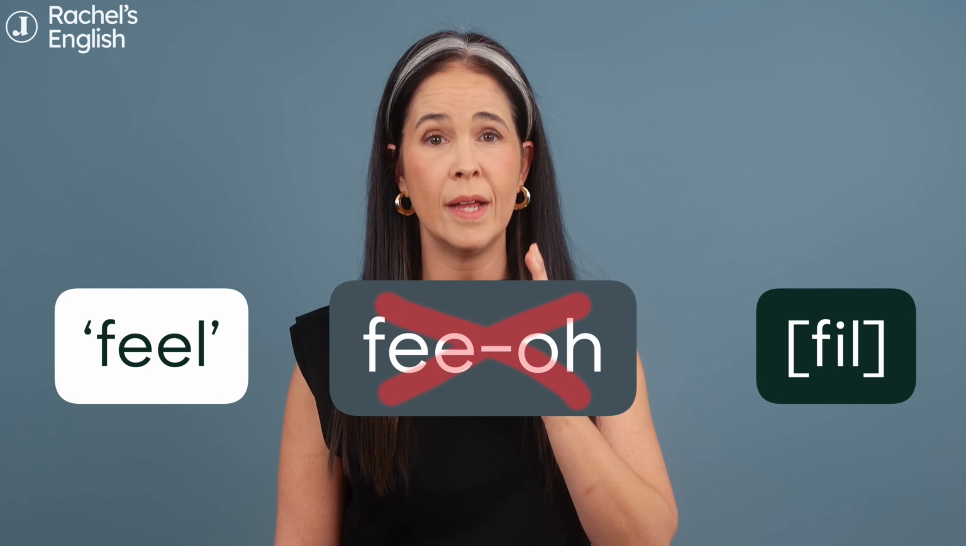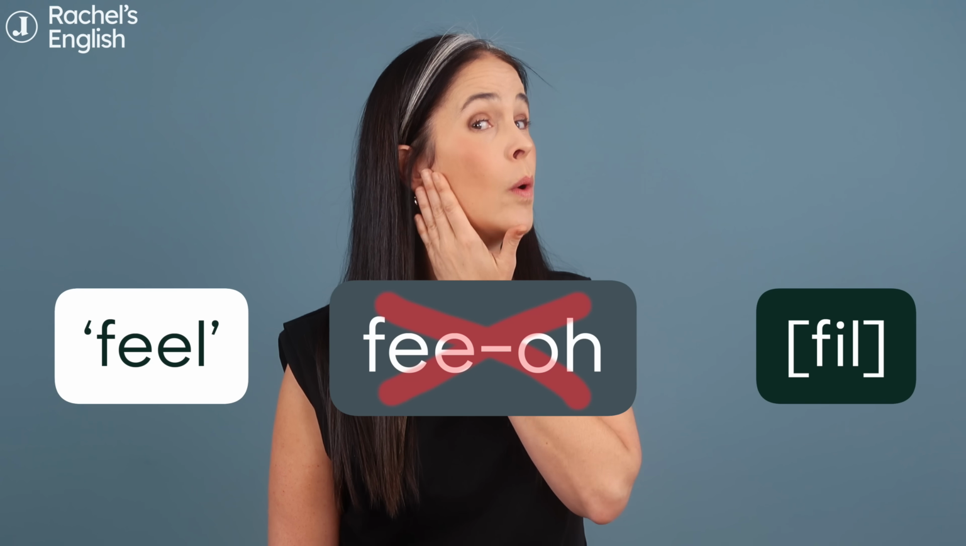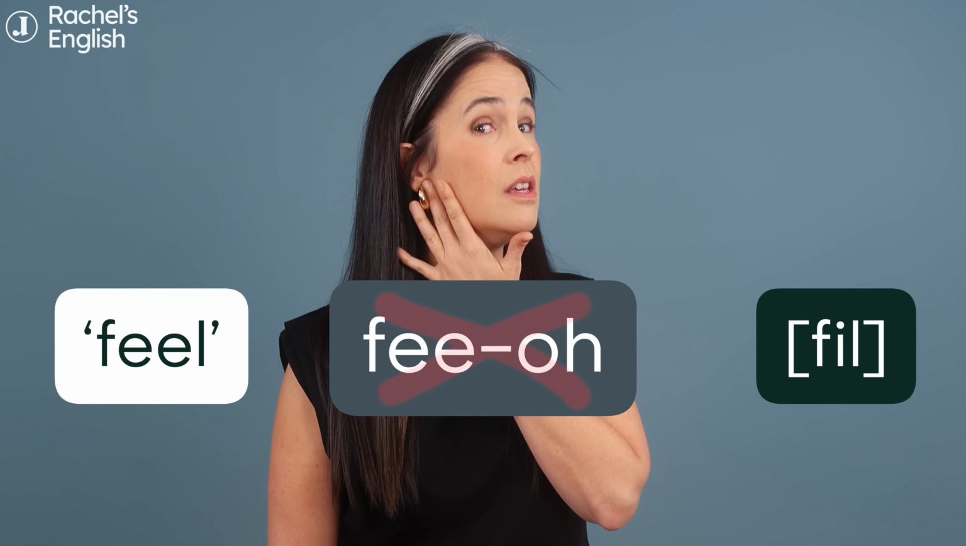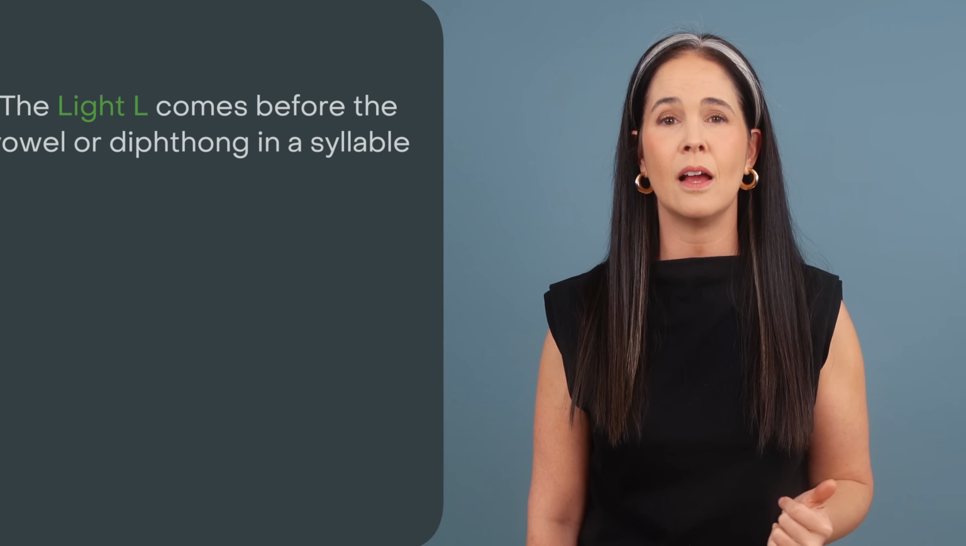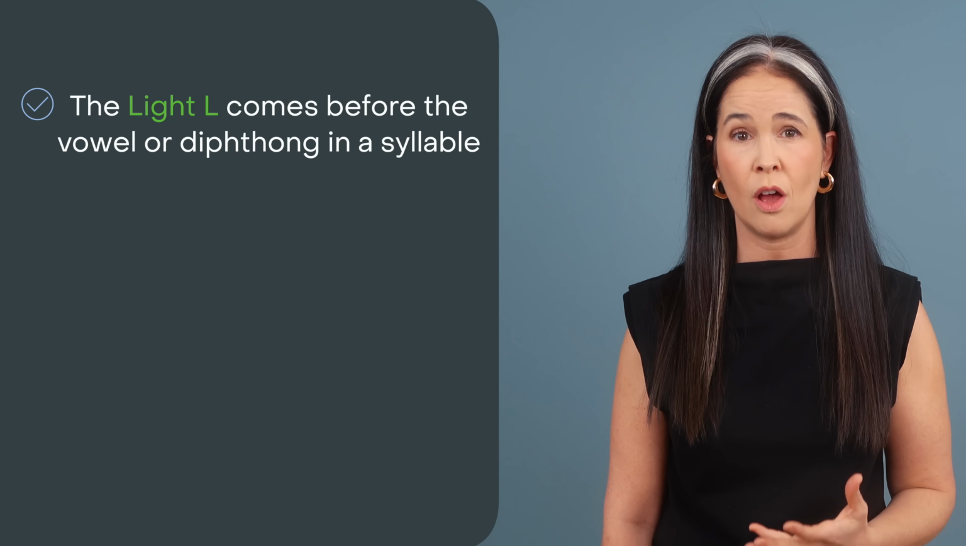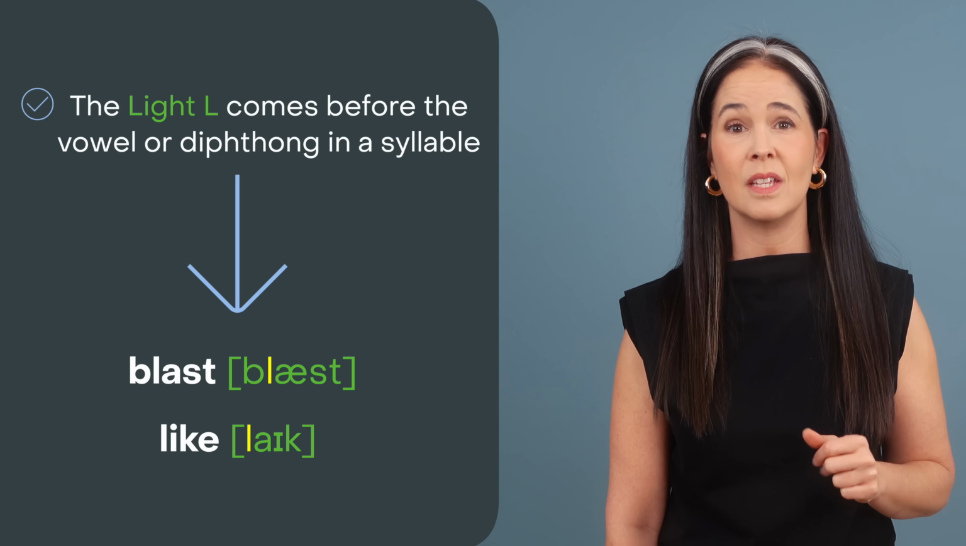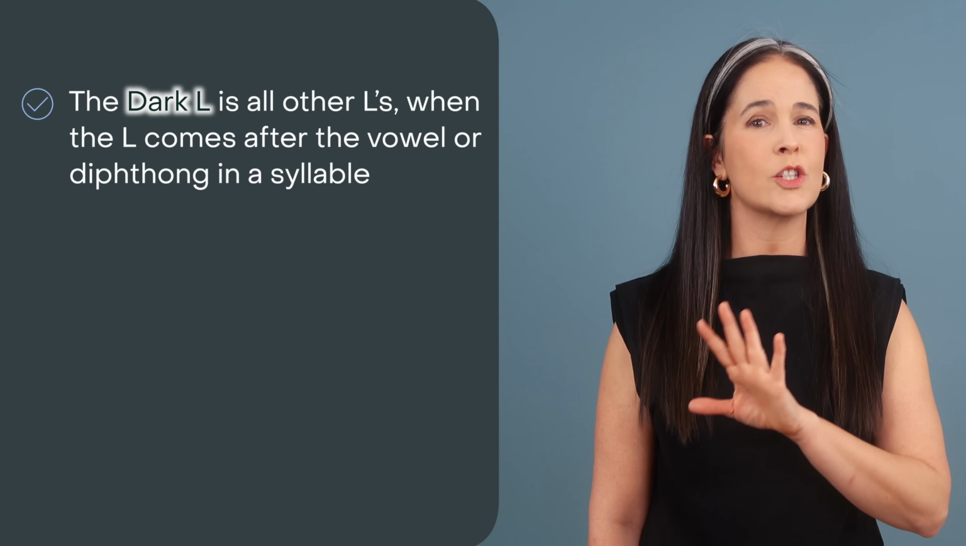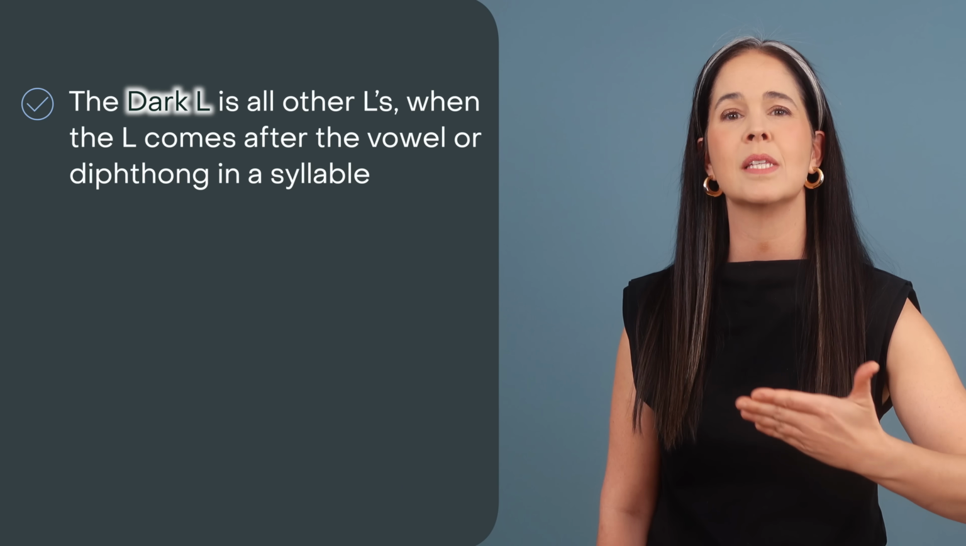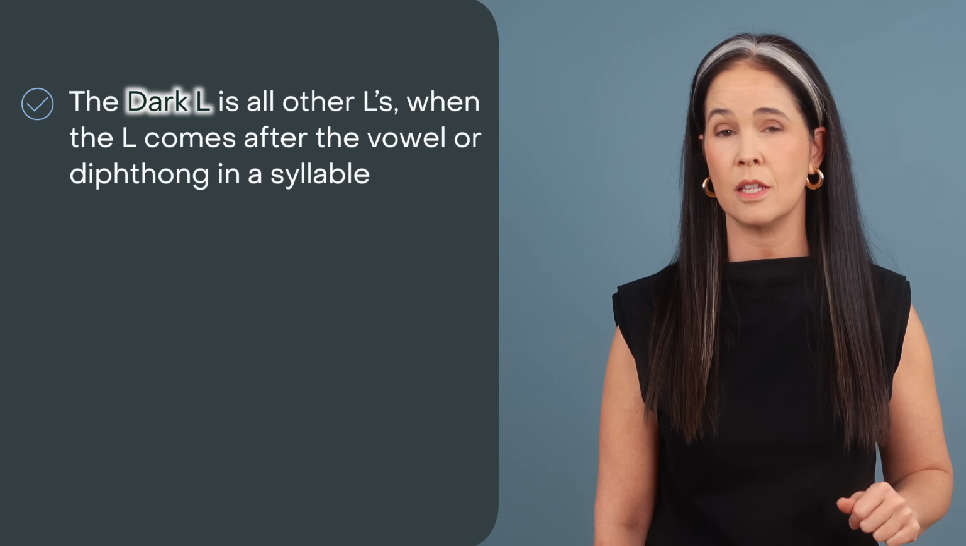Feel. We don't want to make the sound with the front of our mouth. We make it with the back. Feel. To make the dark L, the tongue tip stays down. You might think L, tongue up, but there are actually 2 L sounds in American English, and the tongue tip is up for light L. The light L comes before the vowel or diphthong in a syllable, like blast, like, dislike. The dark L is all the other L's where the L comes after the vowel or diphthong in a syllable.